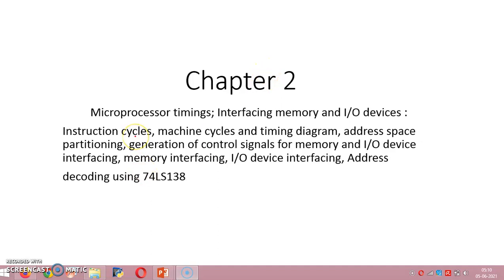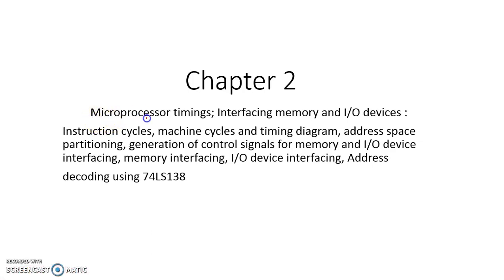We have almost finished the first module. The second module, most of the portions we have already finished during our classroom lectures. Now a few portions have been left. Microprocessor timing, the major machine cycles involved, the timing of the processor in terms of instruction cycles and execution cycles. All these things we have completed. Interfacing memory and I/O devices, that is yet to be talked about.